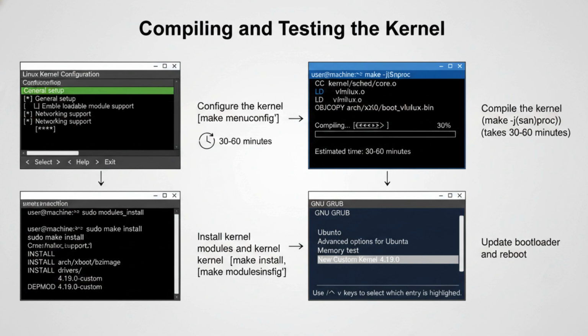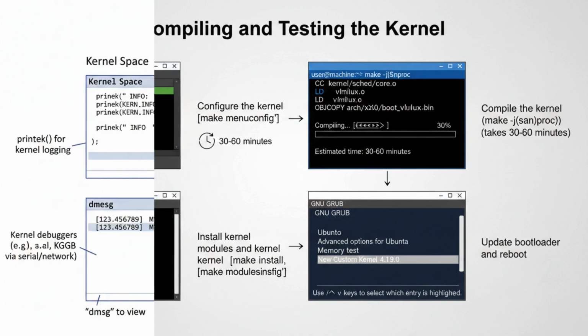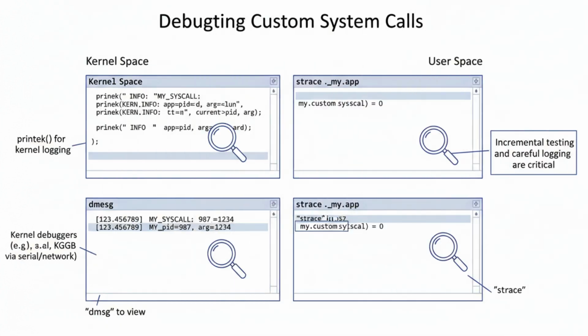Thorough testing is critical at this stage to ensure stability and functionality. Debugging kernel code is inherently more challenging than user space applications. Standard debuggers like GDB aren't directly applicable without special setups. Key techniques include using printk for logging messages to the kernel ring buffer, which you can then view with dmesg. Attaching a kernel debugger like KGDB via serial port or network can provide more powerful debugging capabilities. For tracing system call execution, strace in user space is invaluable, showing your custom system call being invoked. Remember, a bug in kernel space can easily crash your entire system, so incremental testing and careful logging are your best friends.